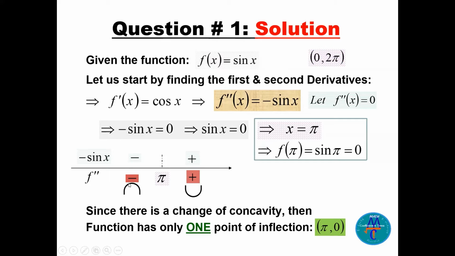So here the function concaves down, the function concaves up. There is a change in concavity at this number. Then the function has only one inflection point, pi, 0.